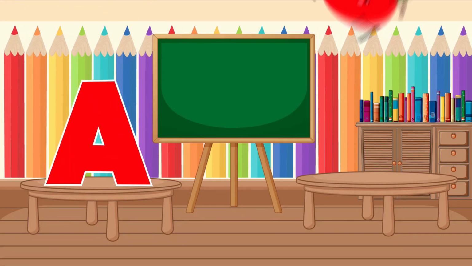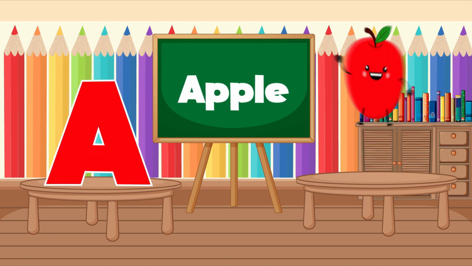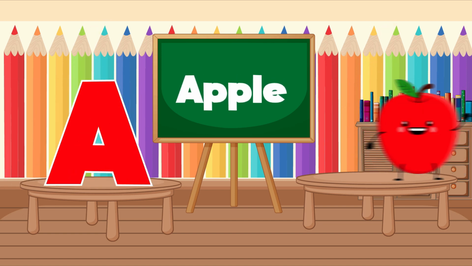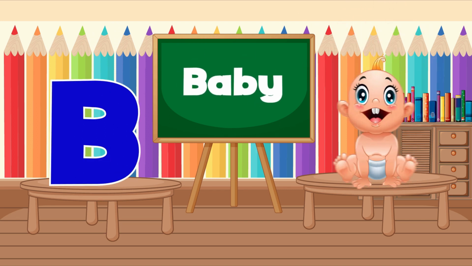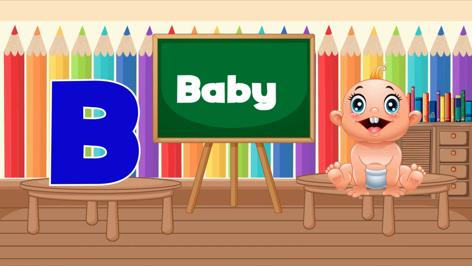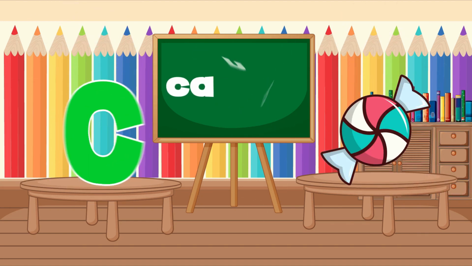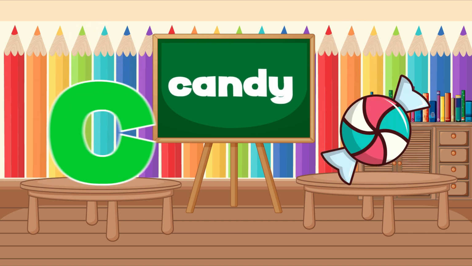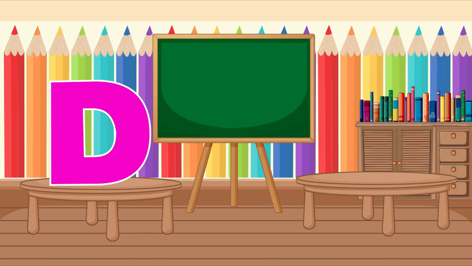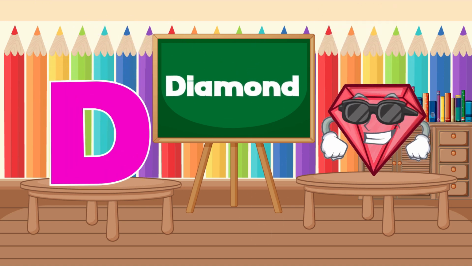A is for apple. B is for baby. C is for candy. D is for diamond.